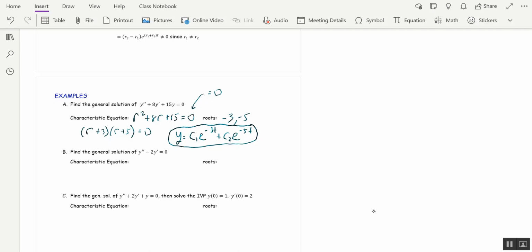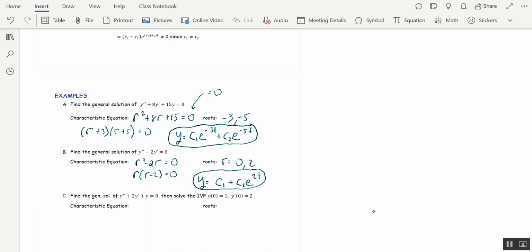Okay, next one. Characteristic equation is r squared minus 2r equals 0. Let's see, factor it, and we get r times r minus 2 equals 0. So our roots are 0 and 2. So the general solution is y equals c1 e to the 0t. So I'm not going to write down e to the 0t because it's 1. So c1 plus c2 e to the 2t.